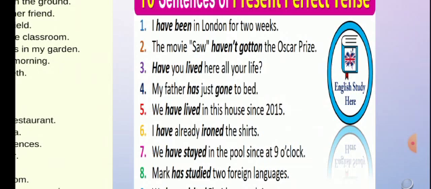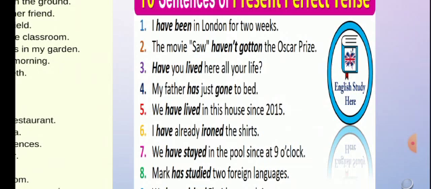So in this, they have highlighted in black color the present perfect tense verb. The movie hasn't gotten the Oscar prize. So gotten is the past participle of the verb got. Have you ever lived here, or have you lived here all your life? That is the question form. As I told you at the beginning, right, on Monday, the question form of present perfect tense. First you put has or have, then the subject, then the verb. Have you lived here all your life?